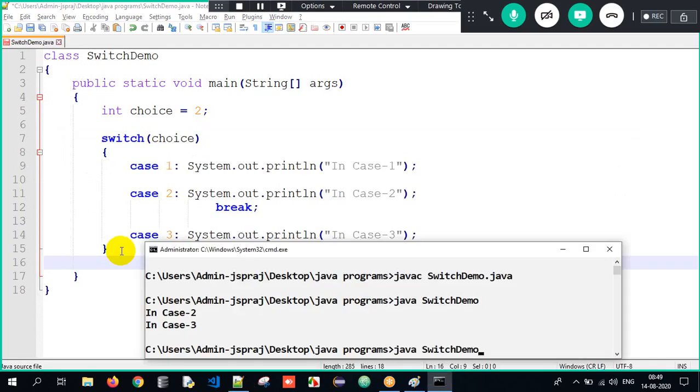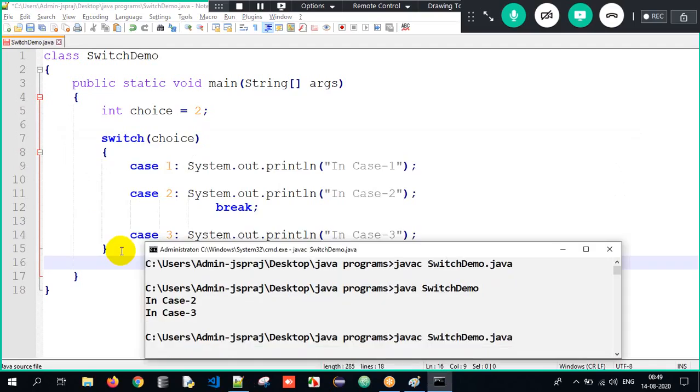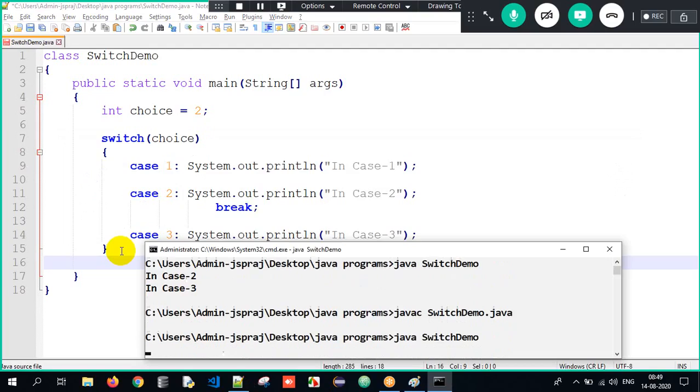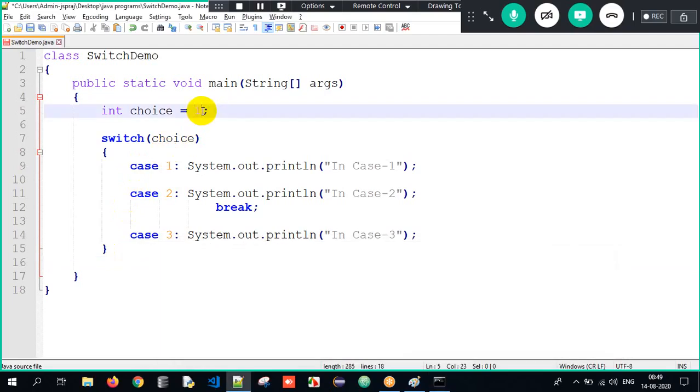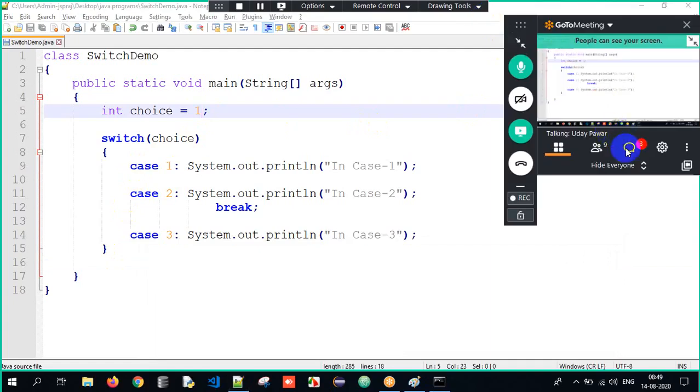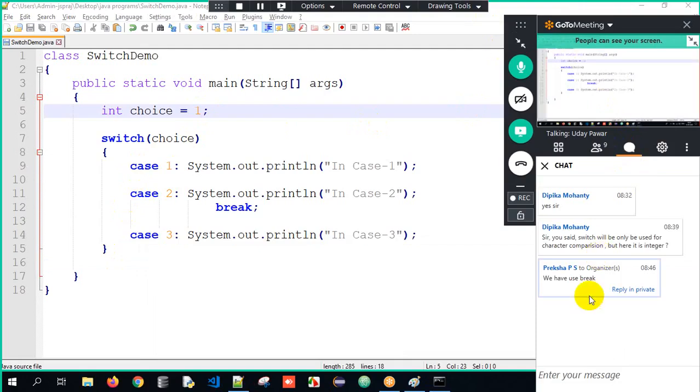Now when I go back to my program and when I execute it, see what should be the output? Did I get my efficient output in case 2? Yes, my program is working very good. Now, if I give my choice as 1, can you tell me what will be the output here? Think and tell me what will be the output.